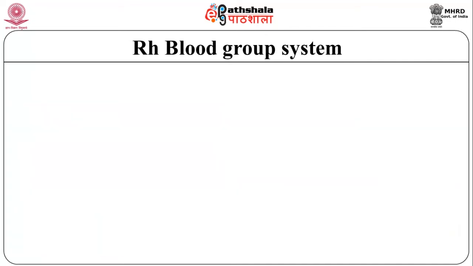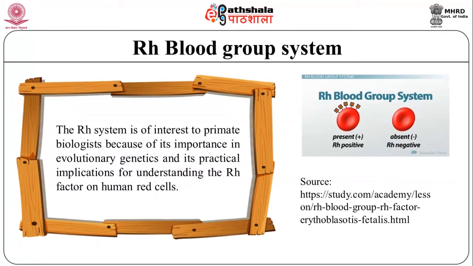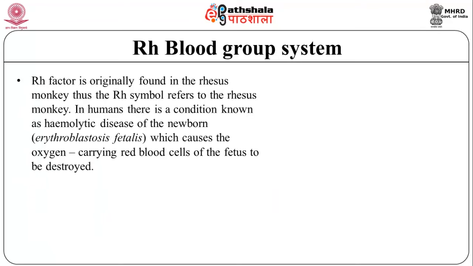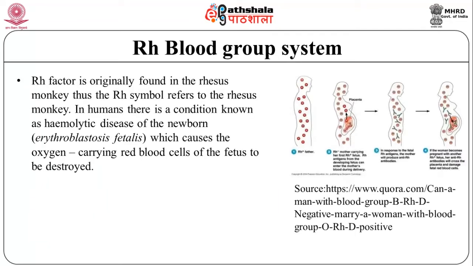Now let's come to the RH blood group system. The RH system is of interest to the primate biologist because of its importance in evolutionary genetics and its practical implication for understanding the RH factor on human red cells. RH factor was originally found in the rhesus monkey, thus the RH symbol refers to the rhesus monkey.